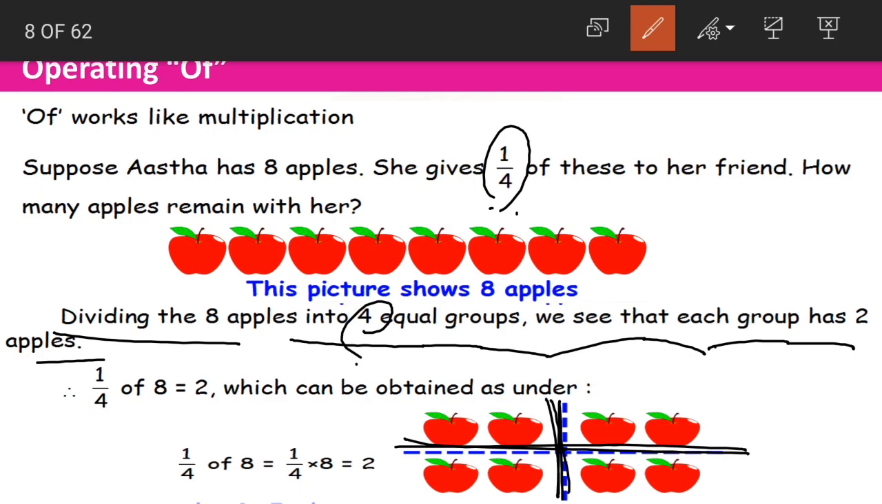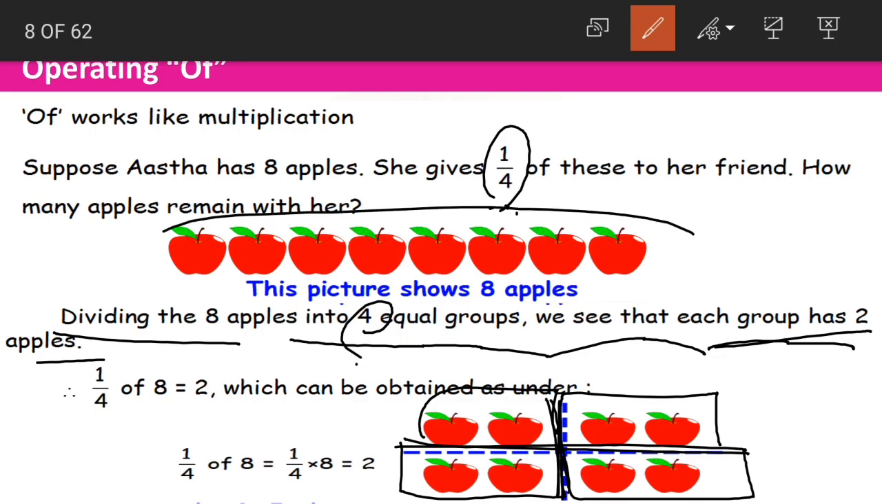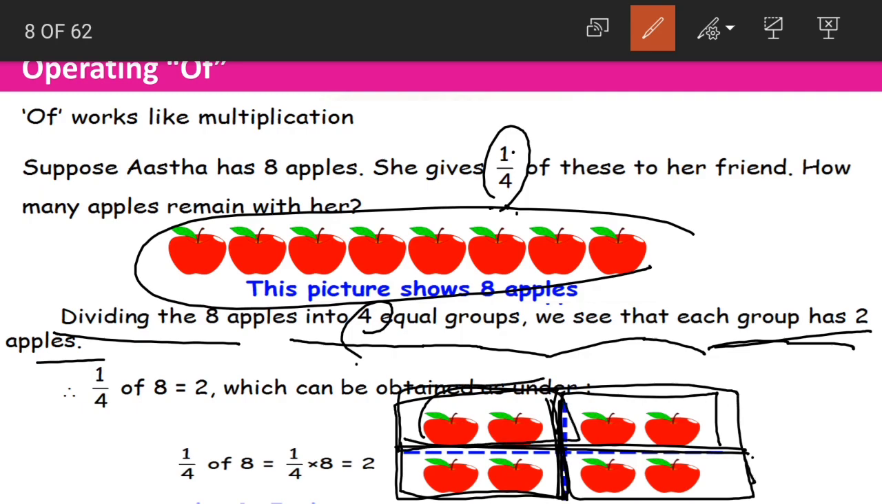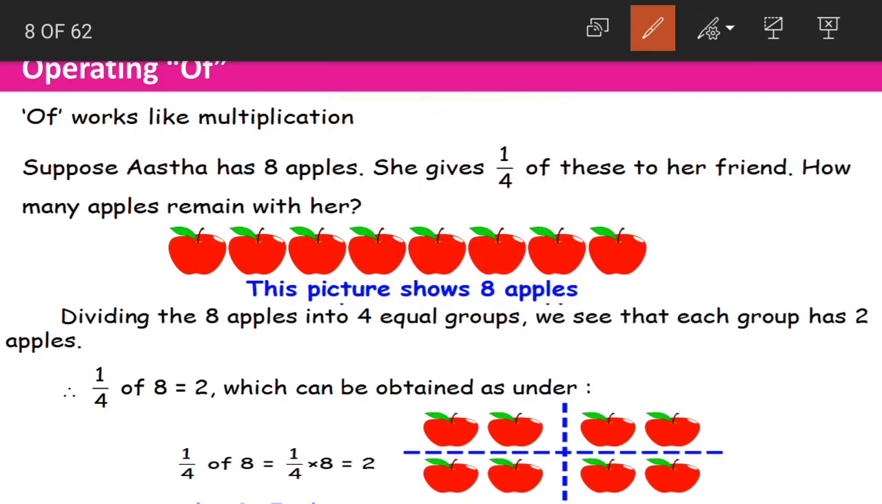From dividing, what do we see? We see that each group has 2 apples. Yes, each group has 2 apples. Now 1 by 4 of these 8 apples becomes what? See, these are our 4 groups. Of these groups, one part becomes what? One part becomes this. And this has how many? This has 2 apples. So 1 by 4 of 8 is equal to 2. Clear, students? This was the theoretical explanation, like how this concept works.